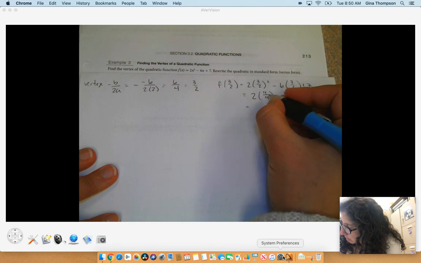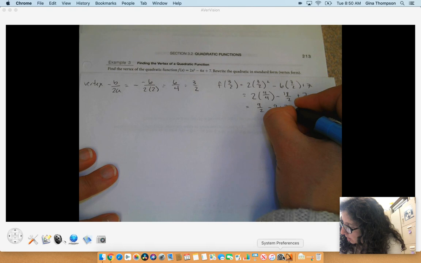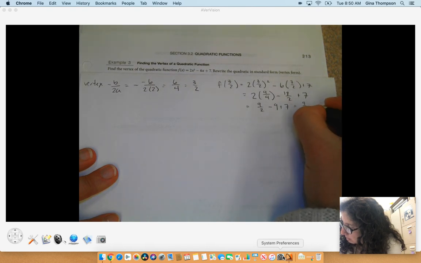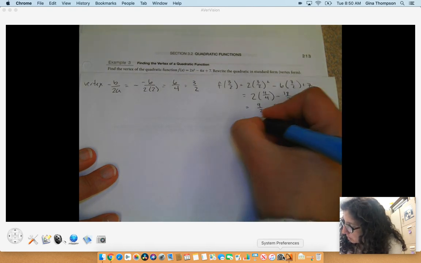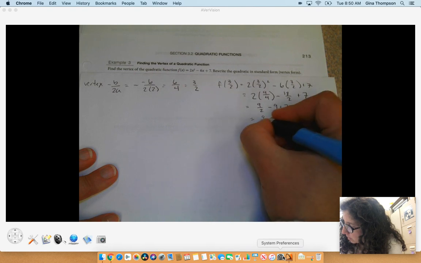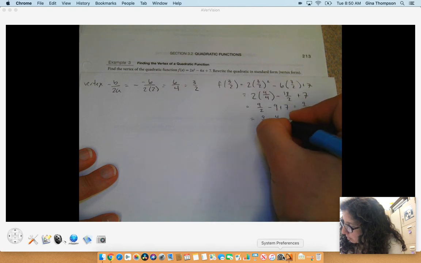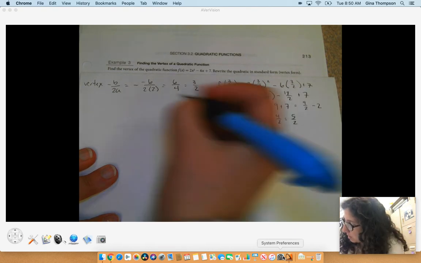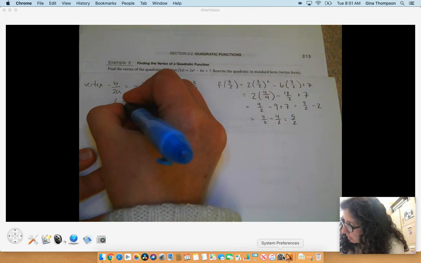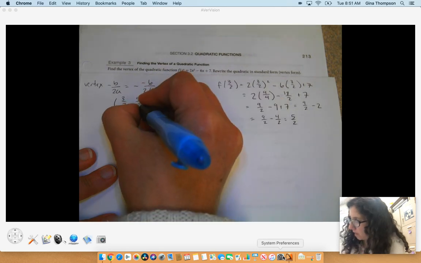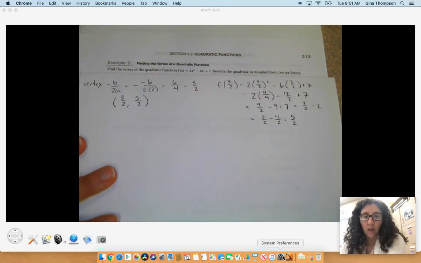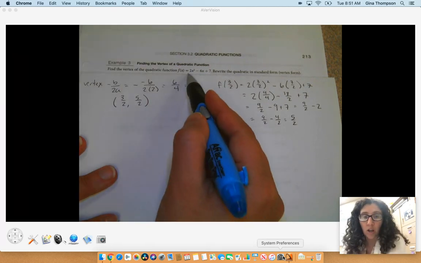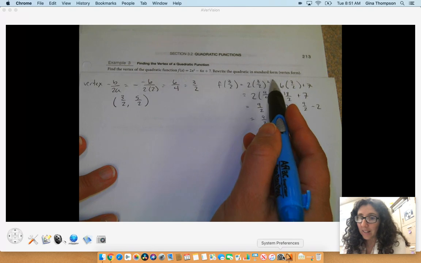So 9/2 minus 9 plus 7. So 9/2 minus 2. So it's going to be 9/2 minus 4/2. So 5/2. So our vertex is going to be at 3/2, 5/2. Not too terrible. We can definitely find it from the general form of this equation. But now they want us to rewrite it in standard form.